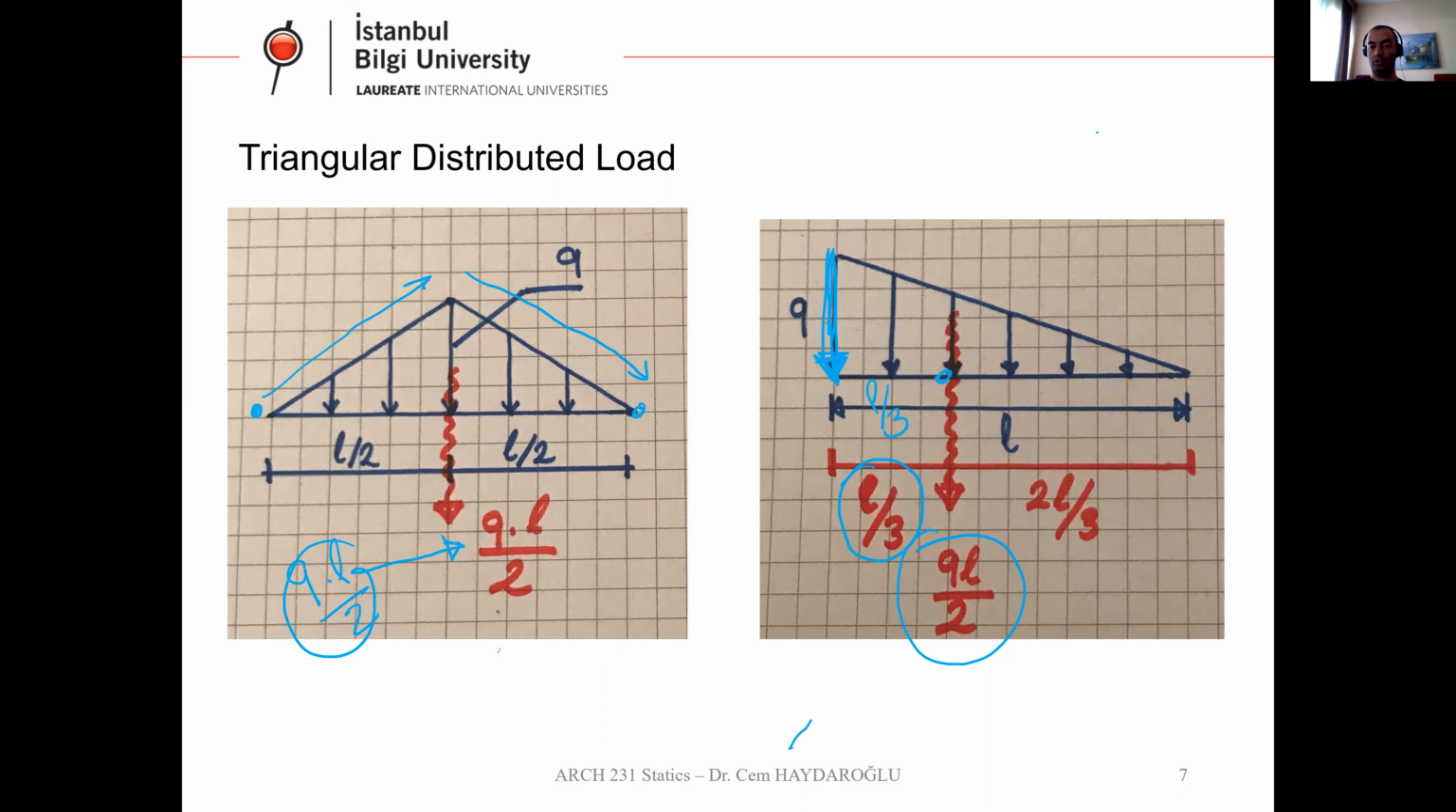For example, if I change the question, let me ask you a new one. For this, L is 6 meters.